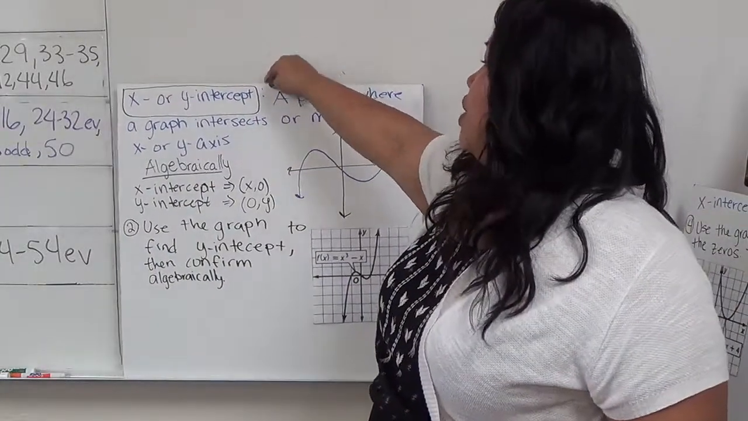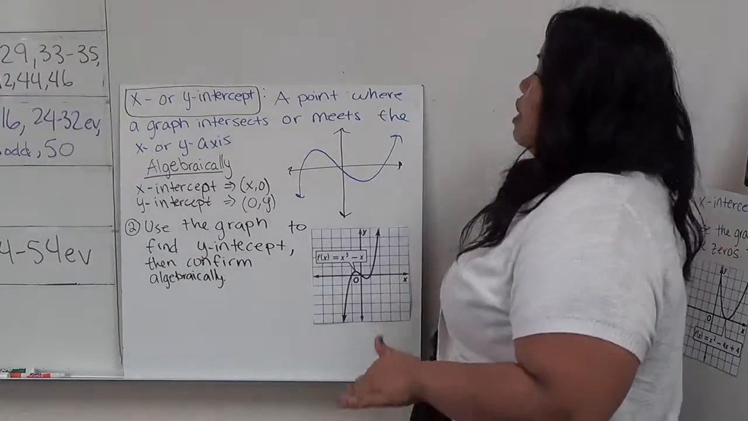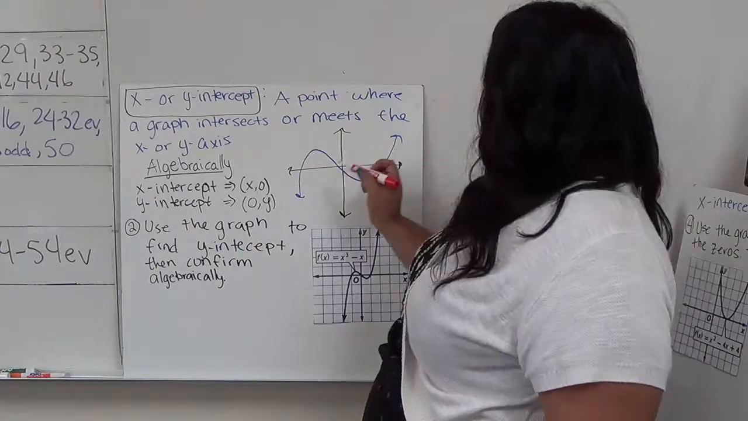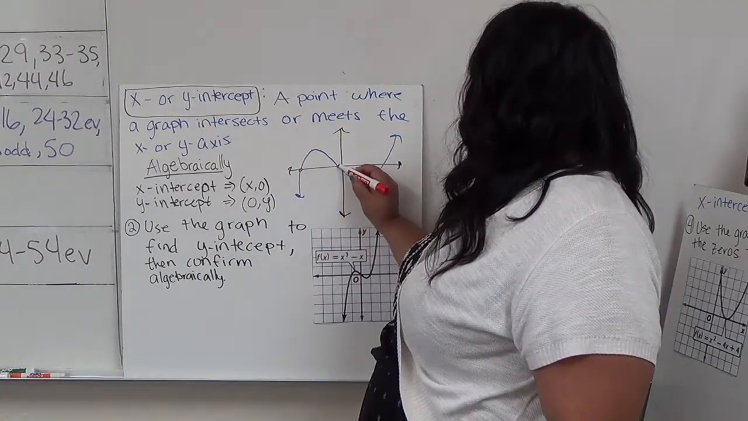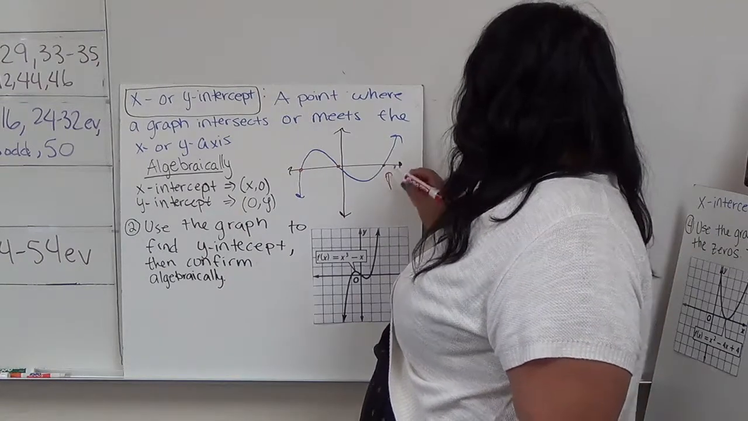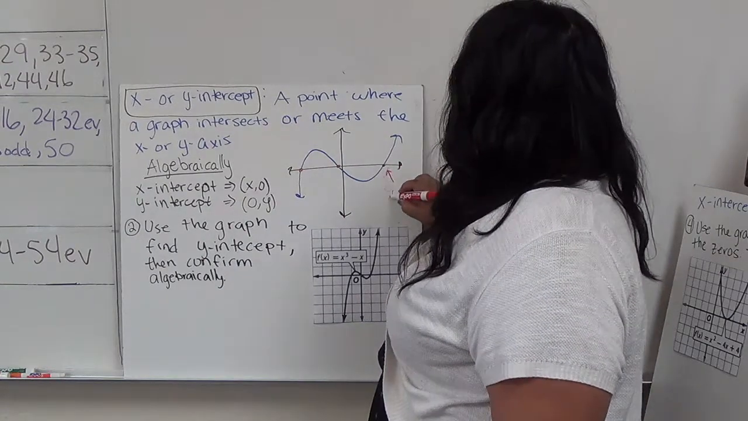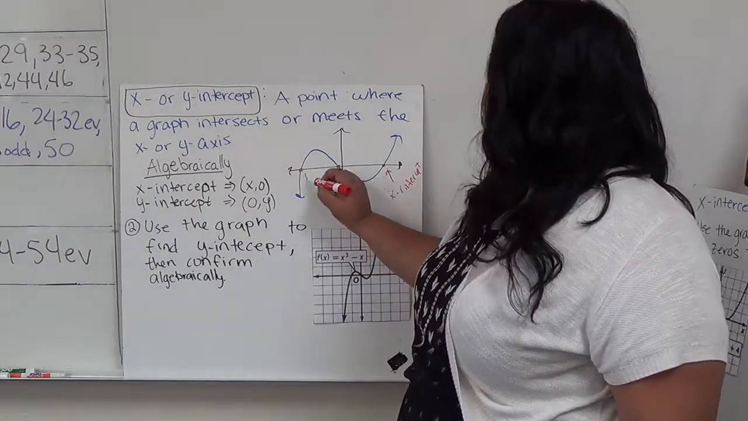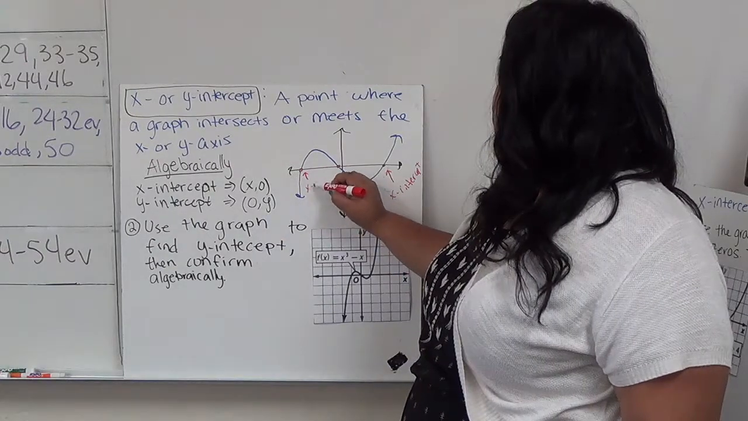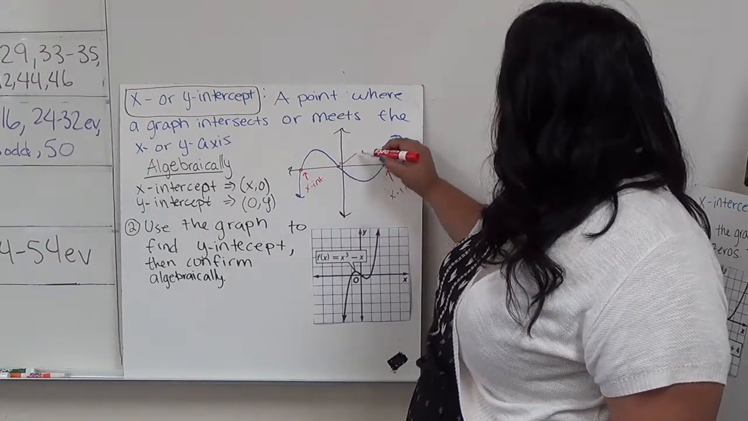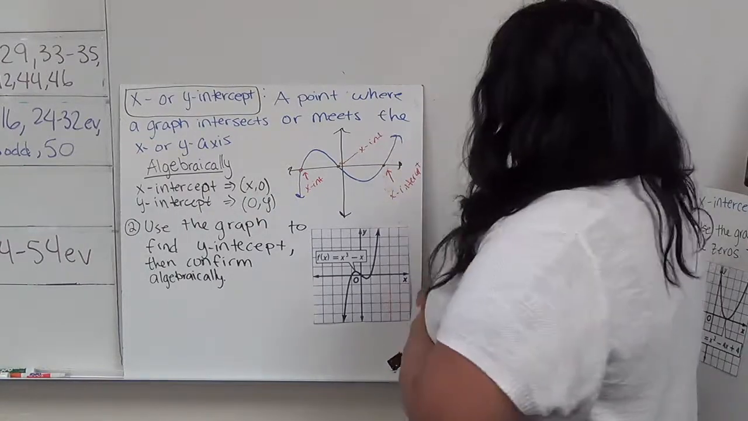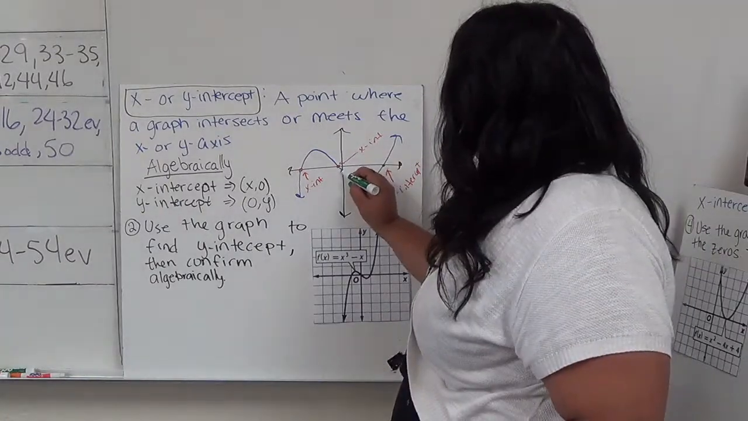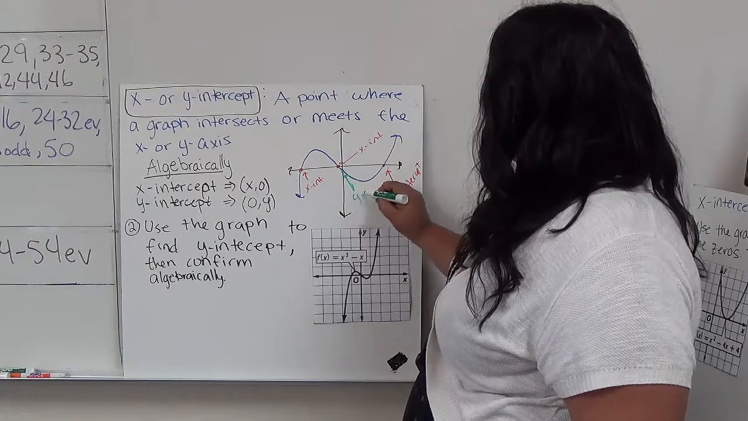So here we're dealing with intercepts. Now an x- or y-intercept is a point where a graph intersects or meets the x or y axis. So in this graph we have several x-intercepts: 1, 2, 3. These are all x-intercepts. And this is also an x-intercept. Now, this one right here is my y-intercept.